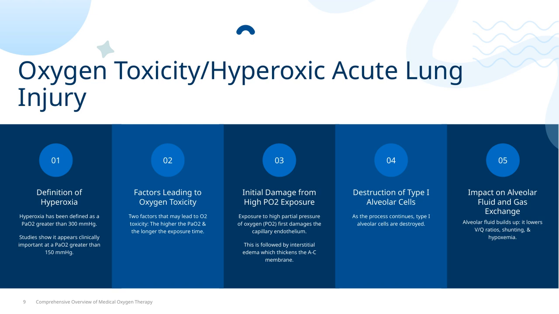Now, hyperoxia is typically defined as a PaO2 greater than 300 mmHg. But research shows that clinical effects become more significant when PaO2 exceeds 150 mmHg. So, understanding these thresholds helps us balance oxygen therapy to avoid causing more harm while treating hypoxemia effectively.